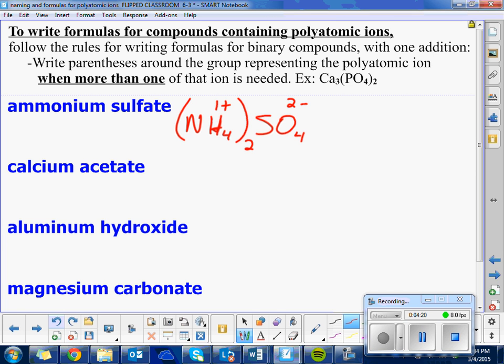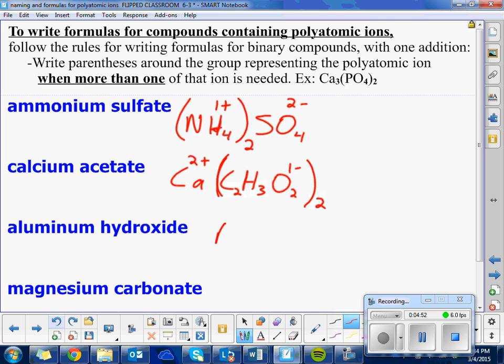Let's look at the next one, calcium acetate. Calcium is Ca. It is a 2+ oxidation number. Acetate is C2H3O2, and it's a 1-. So I have to cross the 2, and I need to put parentheses around the entire polyatomic ion and put the subscript of 2. I do not have to cross the 1 and put anything behind calcium.